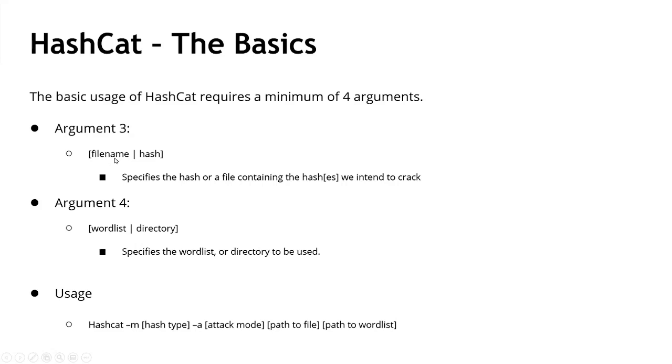Then our argument three is the file name or the hash name, or the file that contains the hash or multiple hashes that we intend to crack. Argument four specifies our word list. So we've been using RockYou so far, so in our case, again, it would be RockYou. Overall, we use it like hashcat, space, -m, whatever hash we have, attack mode, path to file, path to word list.